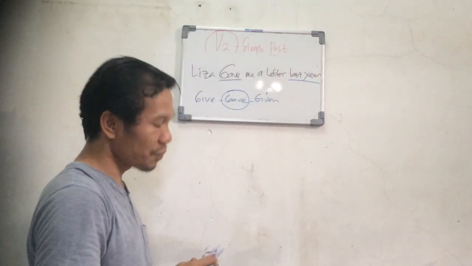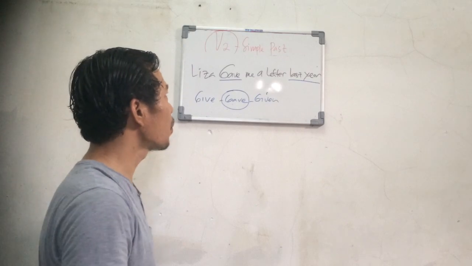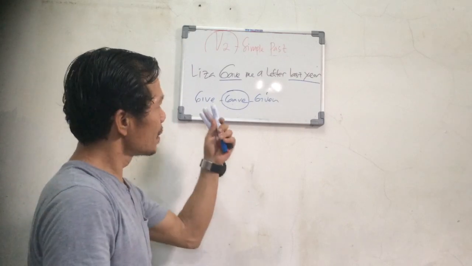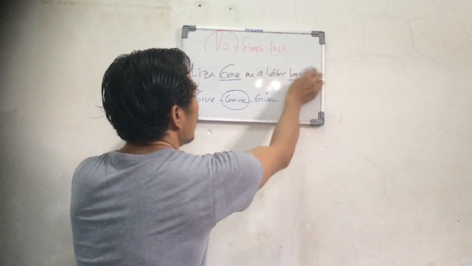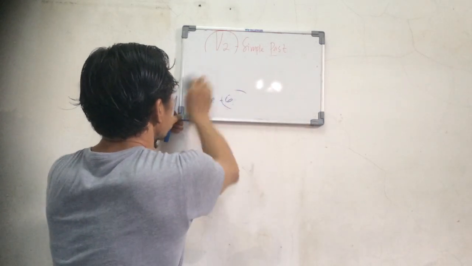Alright? This is the second example, and I promised you just now that I will give you 5 sentences as examples of simple past. So this is the second example. Right? I will give you the third example.